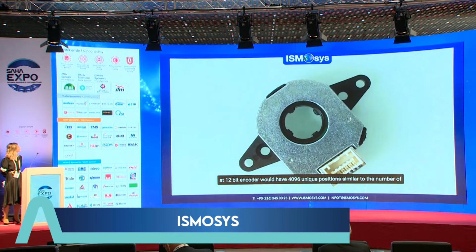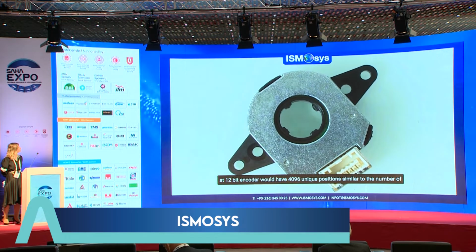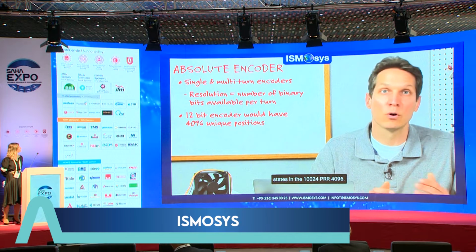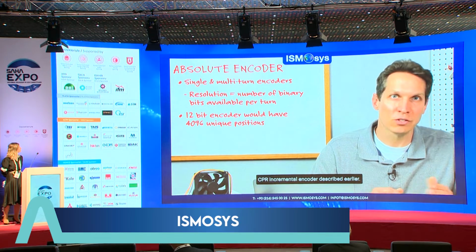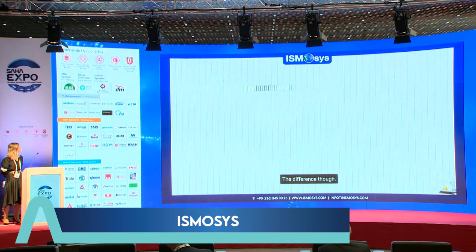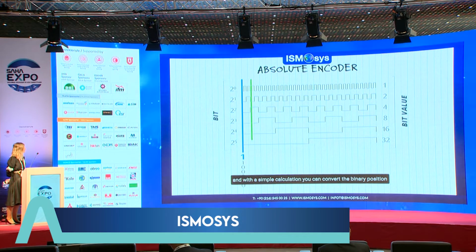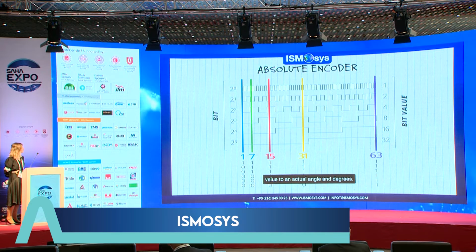For instance, a 12-bit encoder would have 4,096 unique positions, similar to the number of states in the 1,024 PPR or 4,096 CPR incremental encoder described earlier. The difference, though, is that the positions of the absolute encoder are each unique, and with a simple calculation, you can convert the binary position value to an actual angle in degrees.